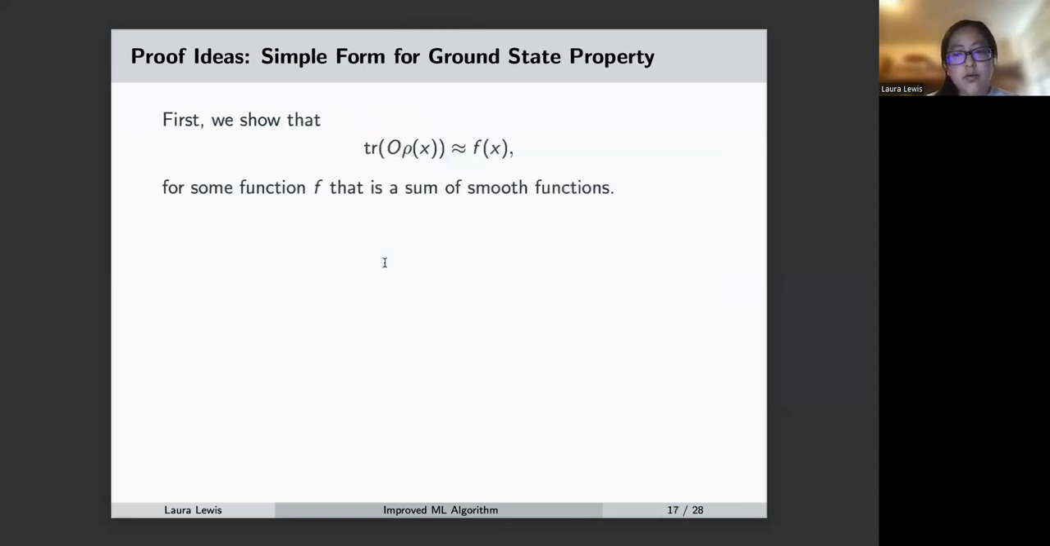Okay, so how do we show that this is true? First we show that trace O rho of x can be approximated by some function f of x, where f is just a sum of smooth functions. And I'll go through explicitly what it is. To see what smooth functions it's actually the sum of, we write our observable O in the Pauli basis. So we're just writing it as a sum over the Paulis P of the Pauli coefficients alpha P times P.